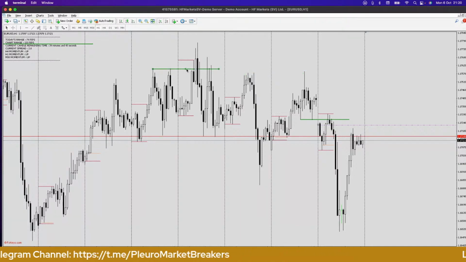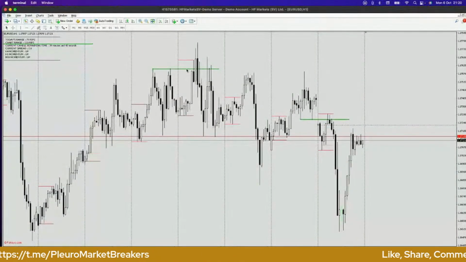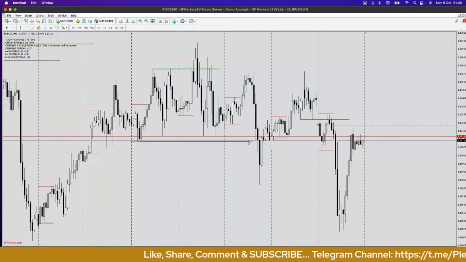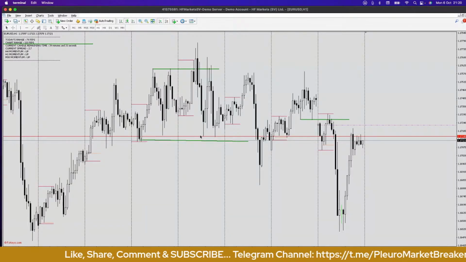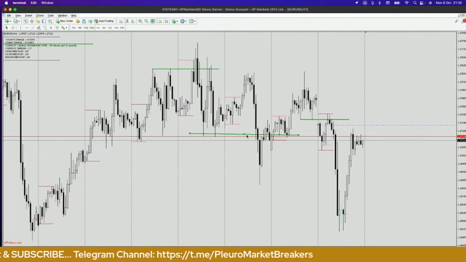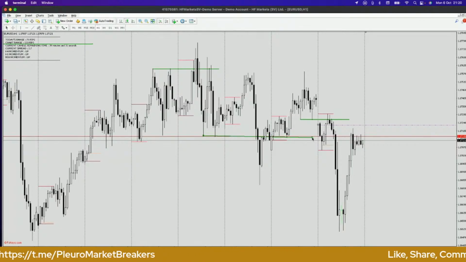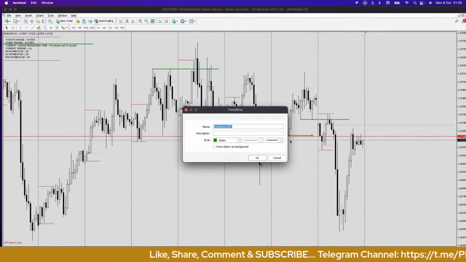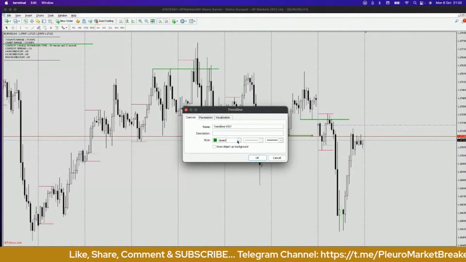I want to see price take out the high of a day, and within the next 3 days, take out the low of any day. It could be the day whose high it took out. It could be any other day. It could be the low of its own day. So, take out a high, take out a low. We're going to put the low in red.